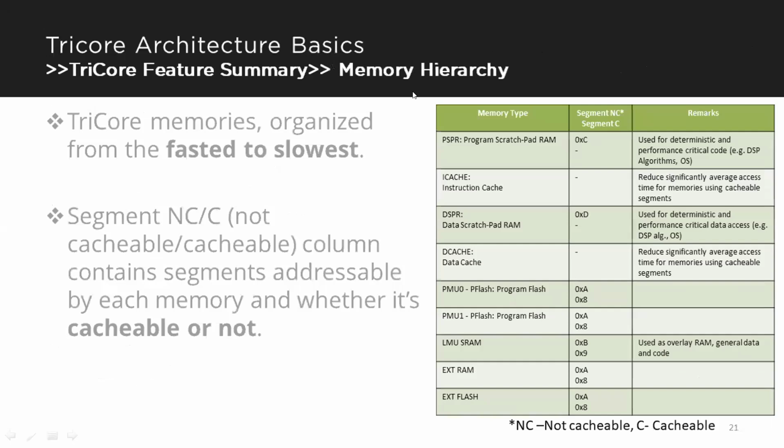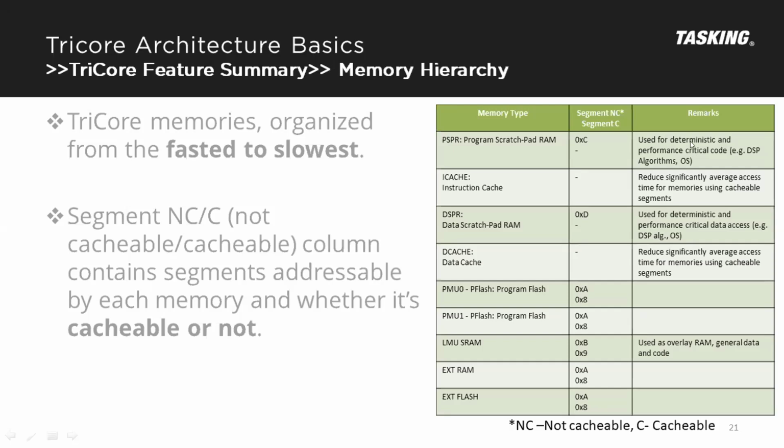Okay, so to sum it up, we have program scratchpad RAM, instruction cache, data scratchpad RAM, and data cache. And then you will have BMU0 flash, BMU1 flash, and you will have local memory units and external memories. And this is a direction from faster memory to slower memory. And you will find here the starting addresses for every memory type, if you want to make this data non-cacheable, or if you want to make the segments cacheable.